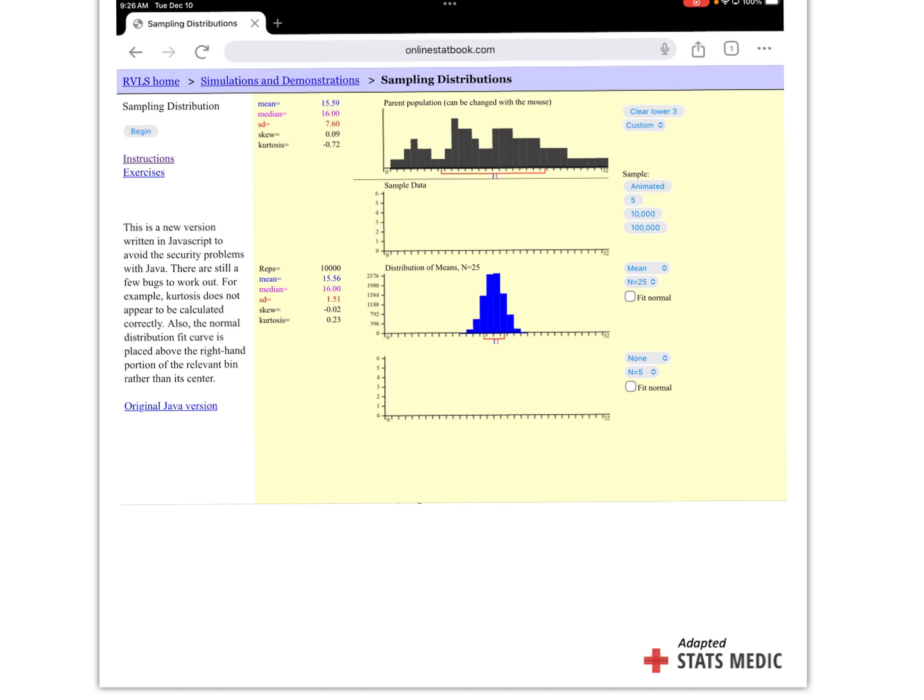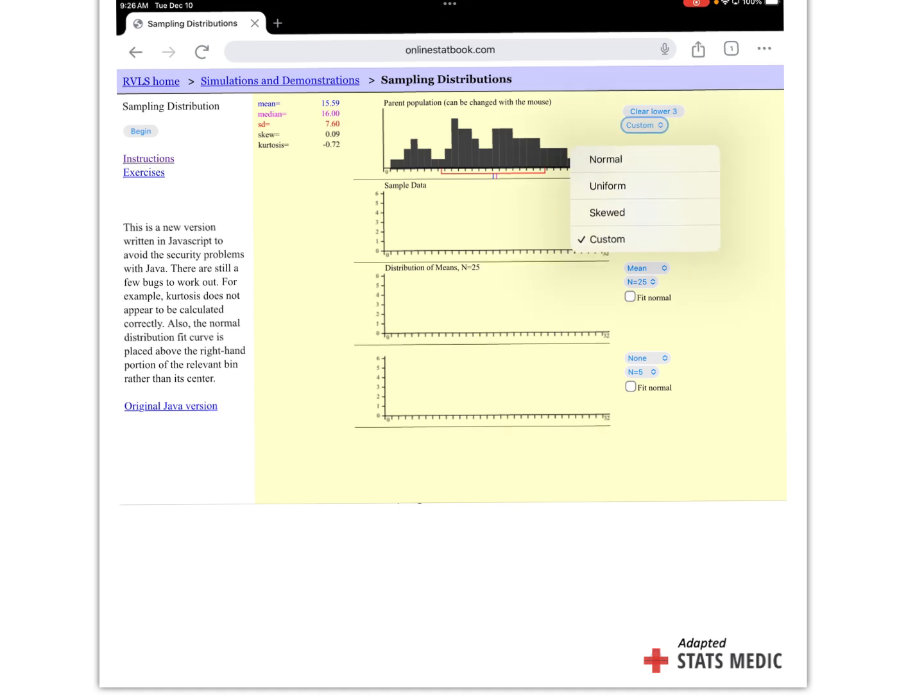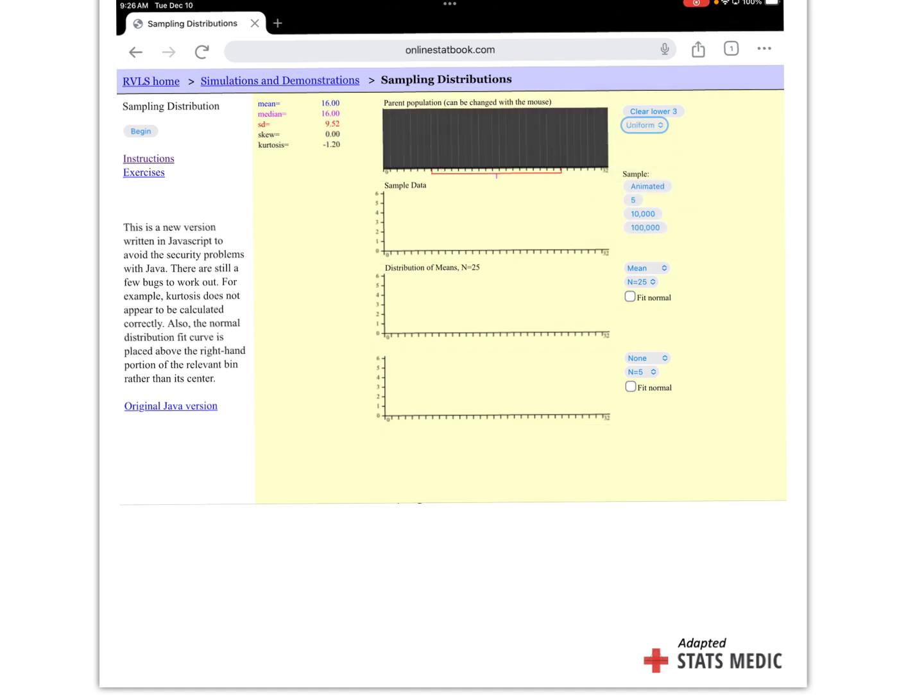So it doesn't matter what shape it is. Let's do another custom that's really weird. You want to see a uniform? What happens if it's uniform? Samples of size 25? Boom. Becomes normal. Crazy, eh? Nice.